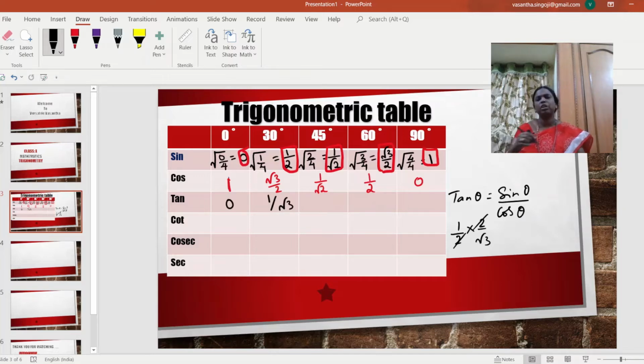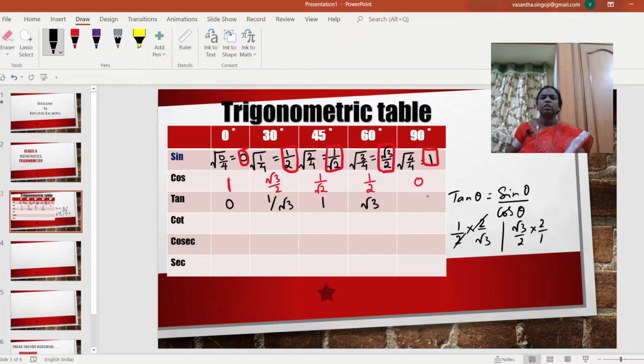Same way you can do it orally also once you practice once or twice. So you are getting 1 by root 2 multiplied by root 2 by 1, which will remain as our 1. So next we have root 3 by 2 multiplied by 2 by 1, which will remain as root 3.